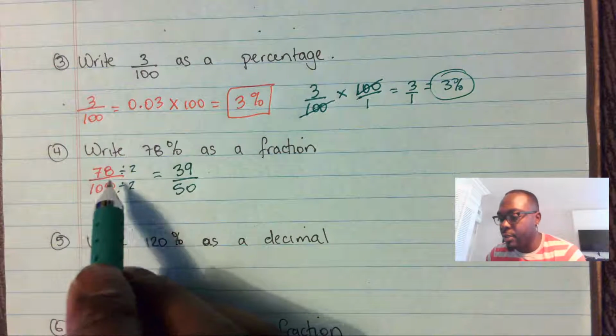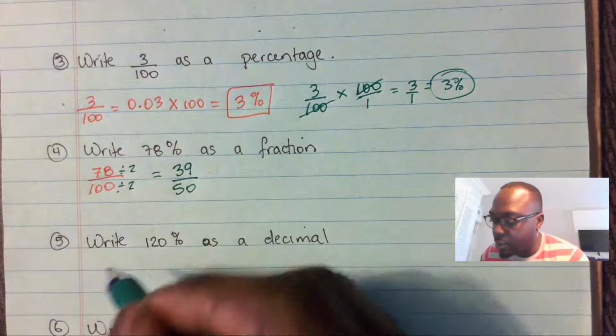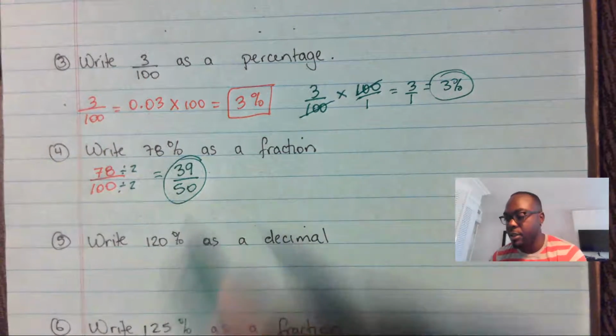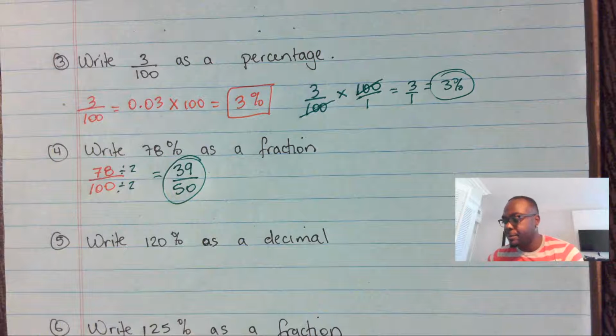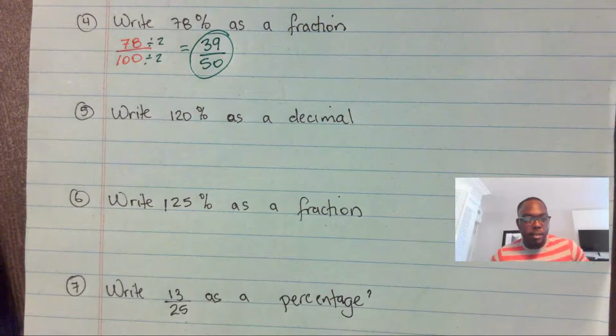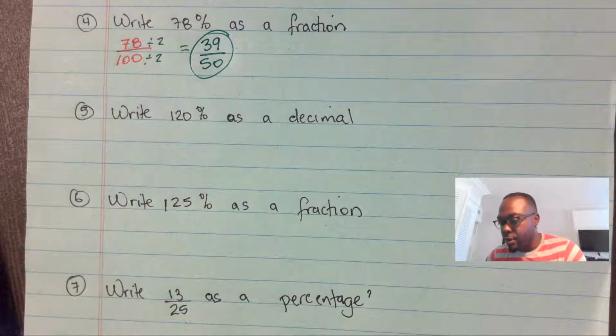So 39 over 50 is the same thing as 78 over 100. So this is my answer, and this is what I'm going to input in IXL. All right? Boom. Let's look at another one. All right, we're going to look at a few more.